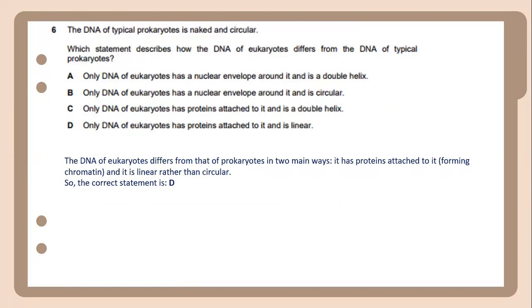Number six, the DNA of a typical prokaryote is naked and circular. Which statement describes how the DNA of eukaryotes differs from the DNA of typical prokaryotes? The DNA of eukaryotes differs from that of prokaryotes in two main ways. One, it has protein attached to it, forming chromatin. And two, it is linear rather than circular. The answer will be D.